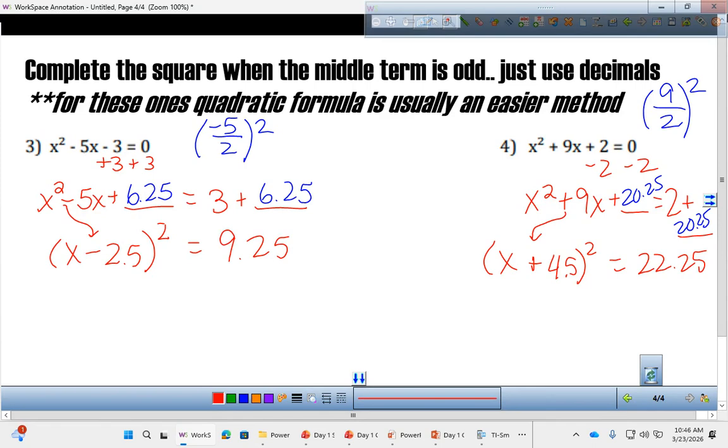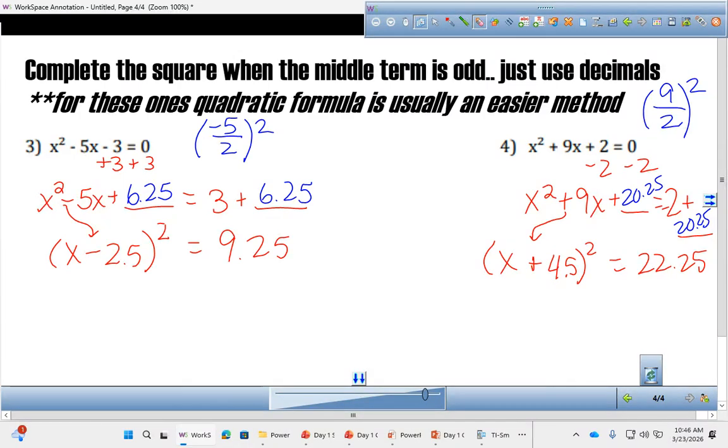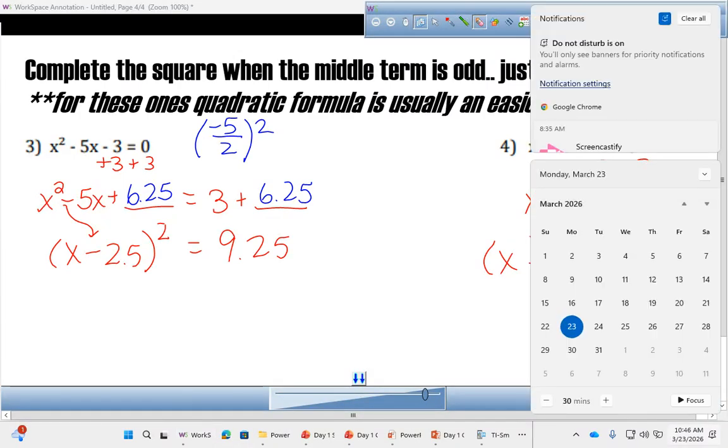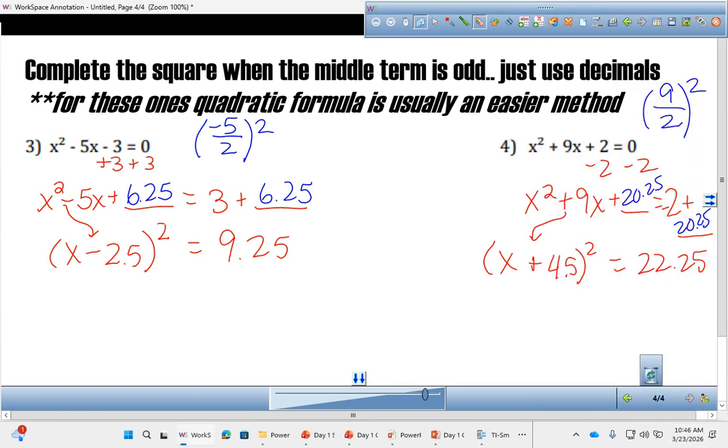What was a negative 2? You're right, it is. All right, so what do we get? 18.25. Thank you. I didn't write the negative. 18.25?